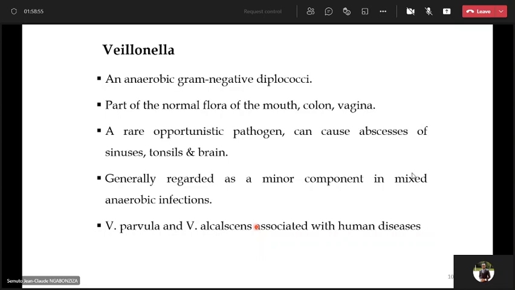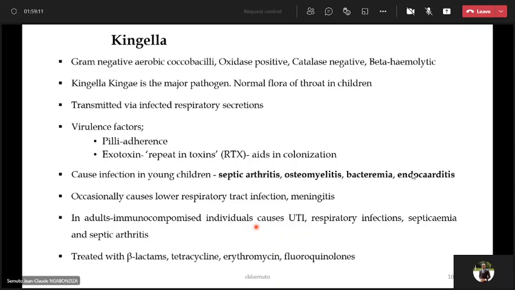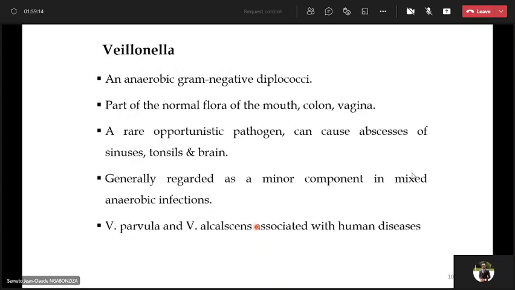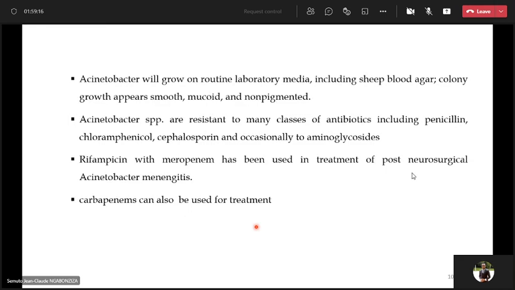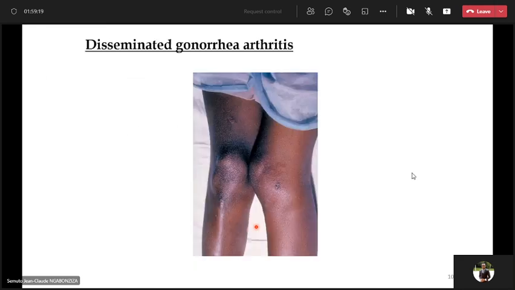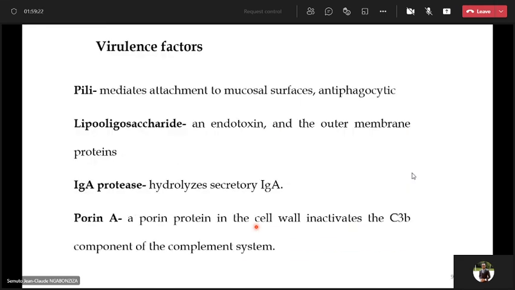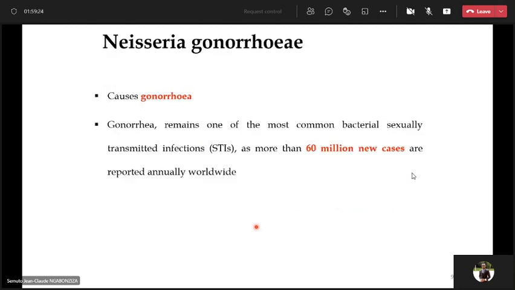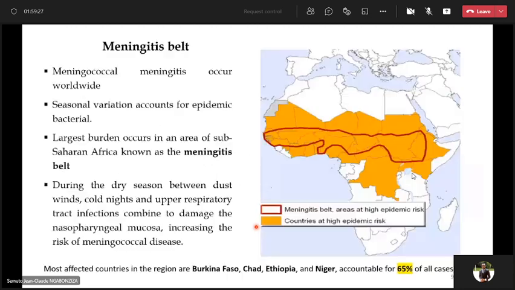So the two species are associated with human disease. So these are the categories of gram-negative cocci which can be involved in disease in humans. So we have Neisseria, we have Moraxella, we have Kingella, and we have Veillonella. So as gram-negative cocci, those are the most important bacteria that can cause disease in humans.